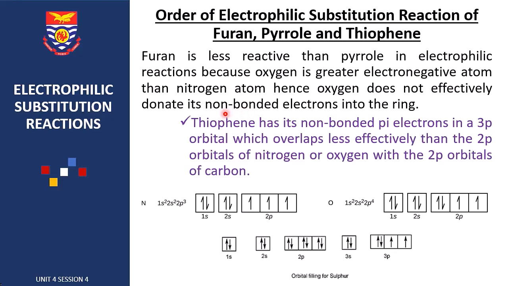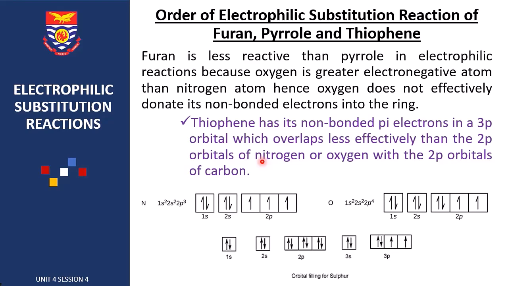Now, thiophene has its non-bonding electrons in the 3p orbital. So if you look at the orbitals of nitrogen, oxygen, and sulfur, realize that the non-bonding electrons in nitrogen are in the 2p orbitals, and the non-bonding electrons in oxygen as well are in 2p orbitals. But in sulfur, the non-bonding electrons are in the 3p orbital, right? So here it's 2p, 2p, 3p. So it is unable to overlap effectively in its pi bonding, right? And as a result, it is less reactive towards an electrophile.